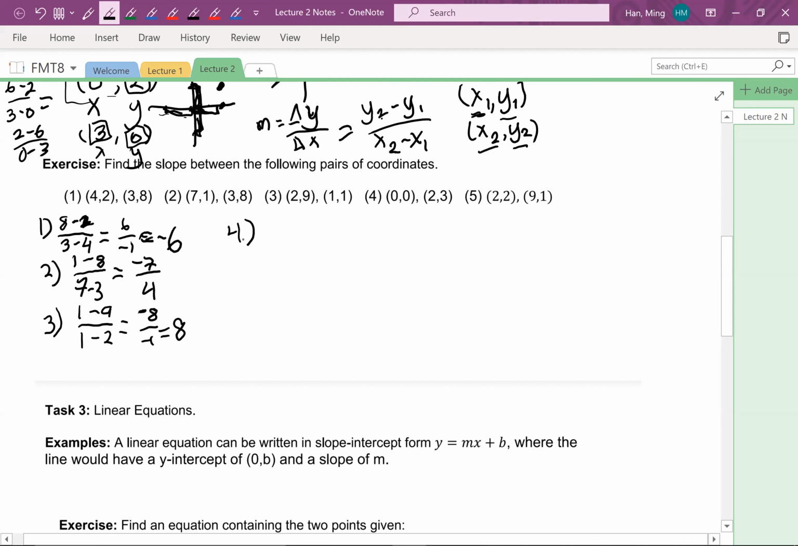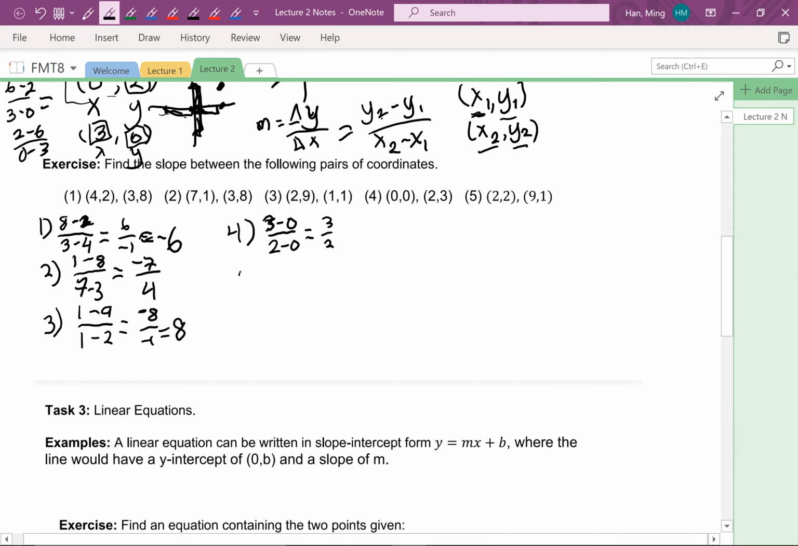Teresa? I got 3/2. Yeah, that's correct. And how did you get your answer? So 3 minus 0 is just 3. And it's y over 6, and then y over x. And 2 minus 0 equals 2. So it'll just be 3/2. Yep, that's correct. Nice job.